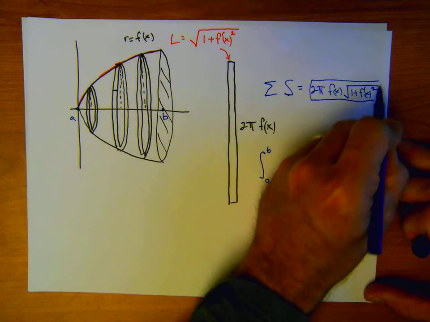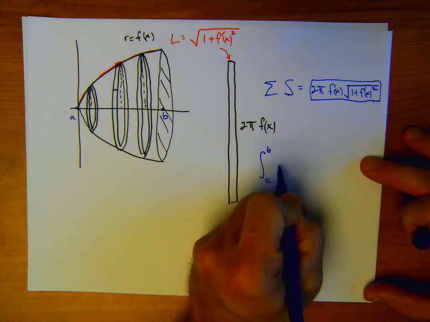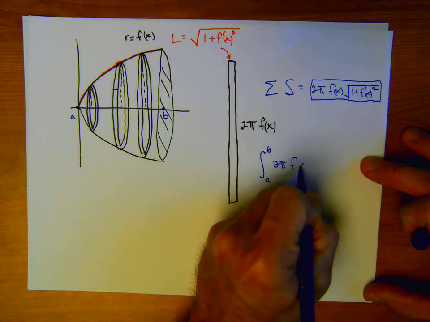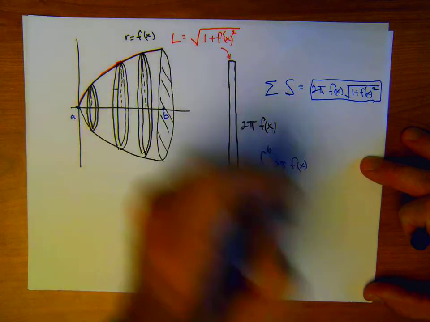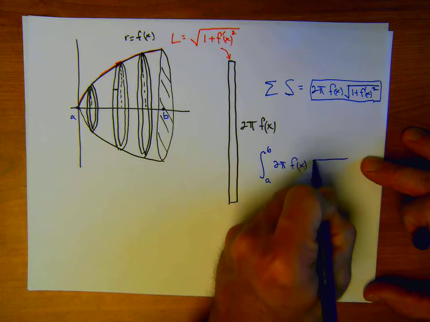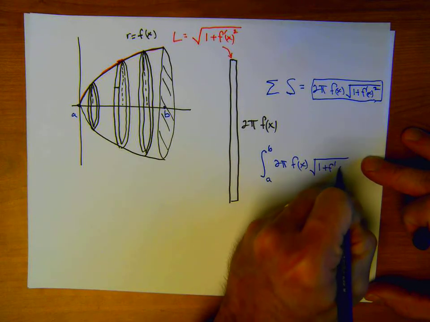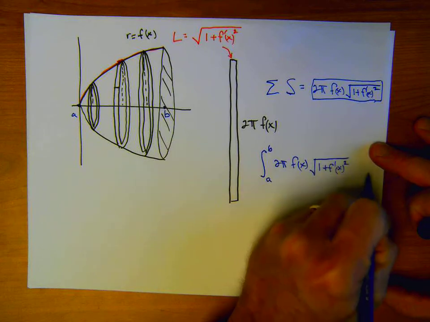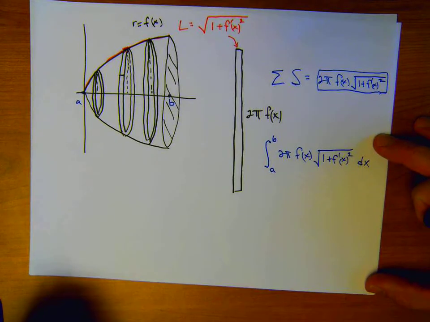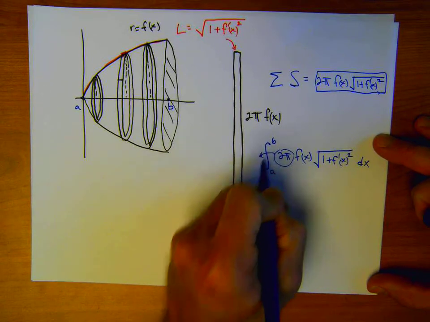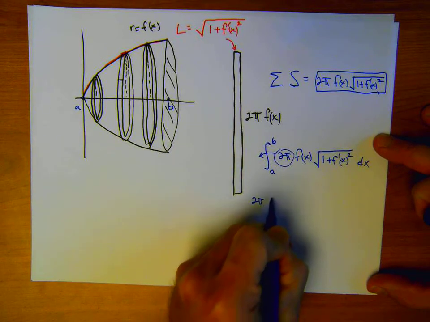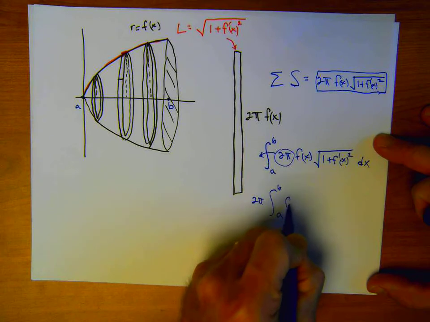So 2 pi times the function gives us this piece, and then the length is given by the arc length, the square root of 1 plus the derivative of the function squared. All right, so that's our formula. It can be simplified. The 2 pi obviously is a constant, so that can come out. So it just simplifies to this.